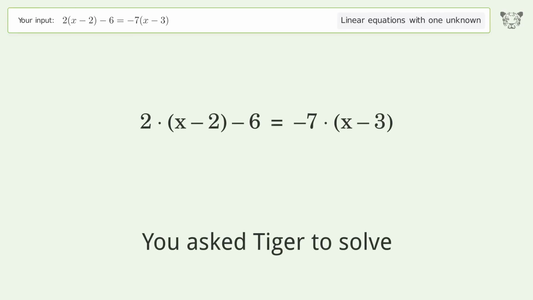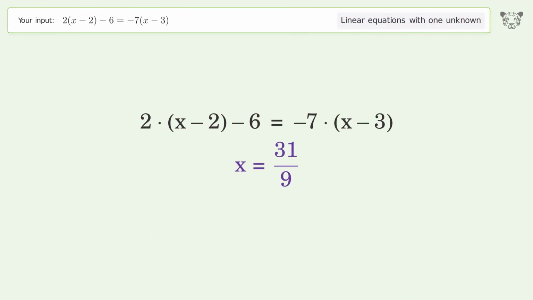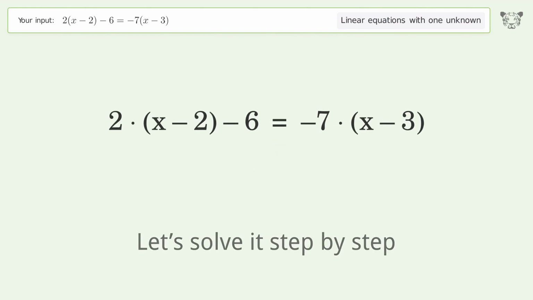You ask Tiger to solve this. It deals with linear equations with one unknown. The final result is x equals 31/9. Let's solve it step by step.